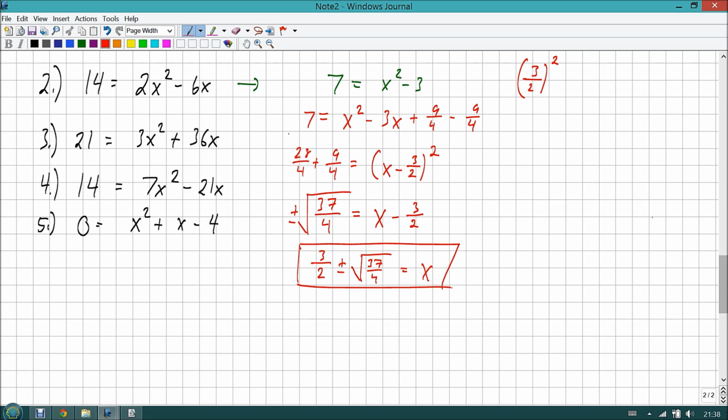Go ahead and double check your own work. Yeah, I forgot an x up here, sorry. Okay, going to erase and start on the next one.